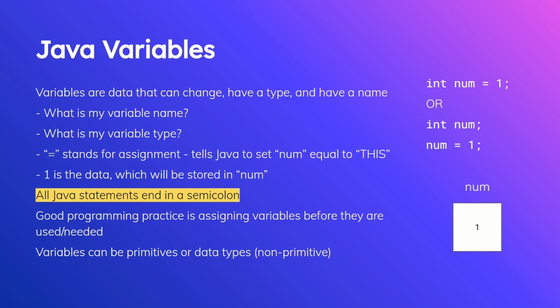Variables can be primitives or non-primitives. Primitives are basically the data types that are inherent in Java. Java already knows those kinds of data types. But non-primitive variables are variables that are user-defined.